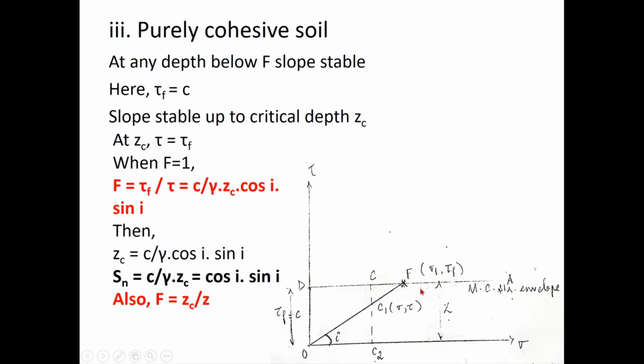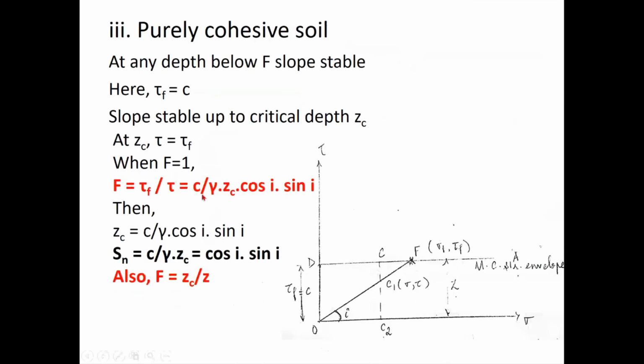All right, and at the depth Zc, or the critical depth, at this point my tau will be equal to tau f, and my factor of safety will be equal to 1 because it is just at equilibrium. So factor of safety basic equation, tau f by tau. So here tau f is nothing but C, and tau, we saw this relation earlier, tau will be equal to gamma into Zc into cosine I into sin I. So tau f by tau is C by gamma into Zc into cosine I into sin I.